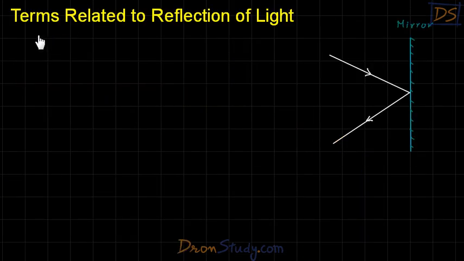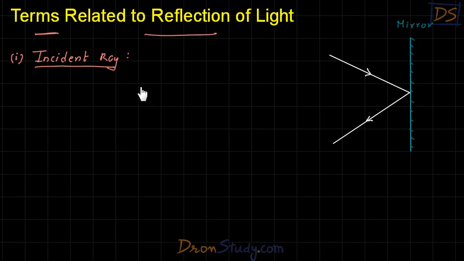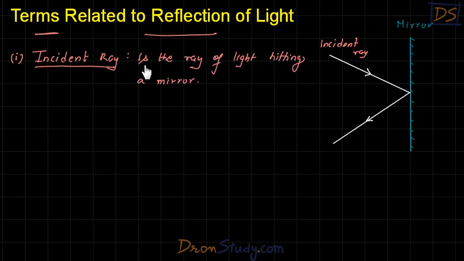Now we are going to see some terms related to reflection of light. Look at this diagram, students. There is a mirror here. A light ray is coming and it is being reflected. Let us see what terms are going to be used here. The first term is very simple and it is called incident ray. The ray which is coming and hitting the mirror is called the incident ray. So we can define incident ray as the ray of light hitting a mirror.